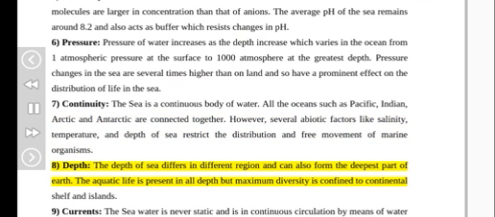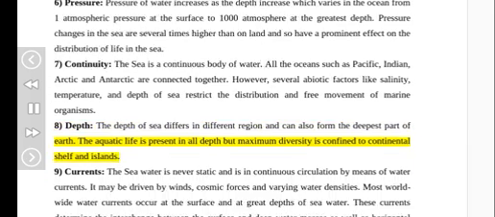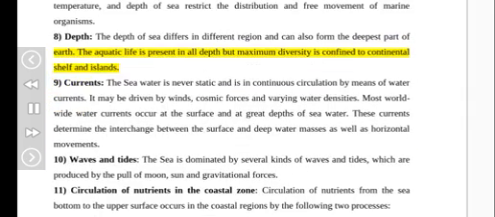8. Depth. The depth of the sea differs in different regions and can also form the deepest part of Earth. Aquatic life is present at all depths, but maximum diversity is confined to the continental shelf and islands.